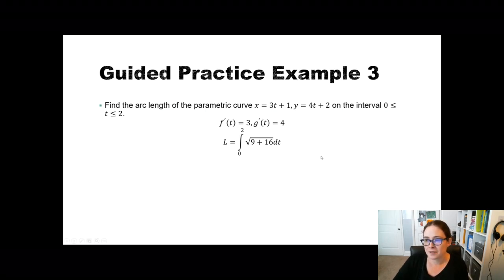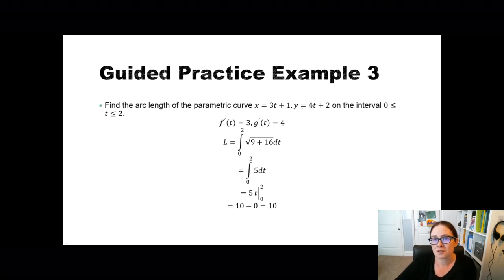And as well, if I simplify those, 16 plus 9 is going to be 25. And the square root of 25 is just 5. So I can integrate that, which becomes 5t. And then evaluate that from 0 to 2. So 5 times 2 is going to give me 10 minus 0. So I get a curve length of 10 here. And it might be good practice to go ahead and graph this parametric equation as well, and maybe the previous one that we did an example of as well, just so you can get a feel for what these graphs look like.